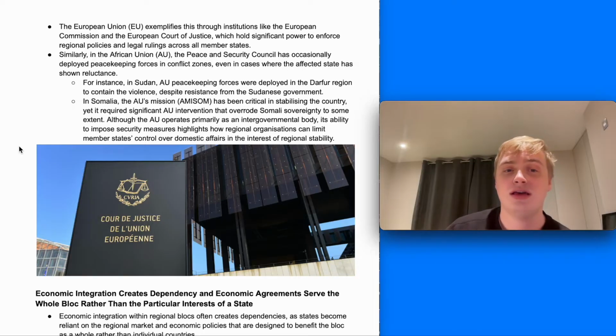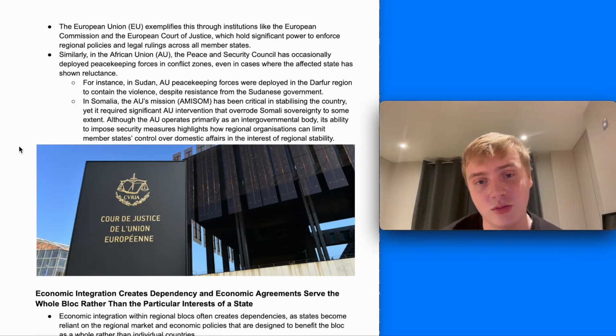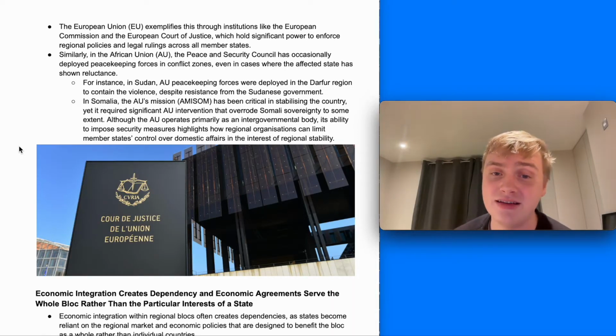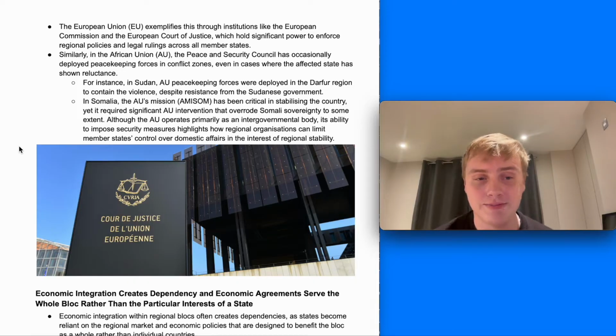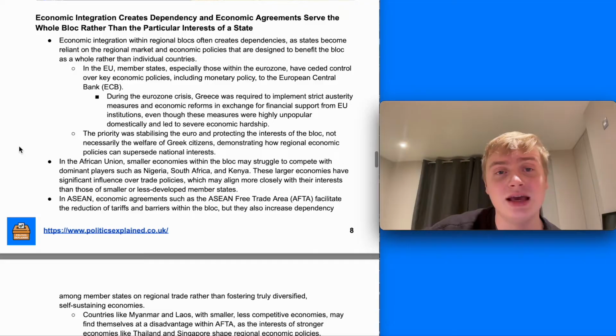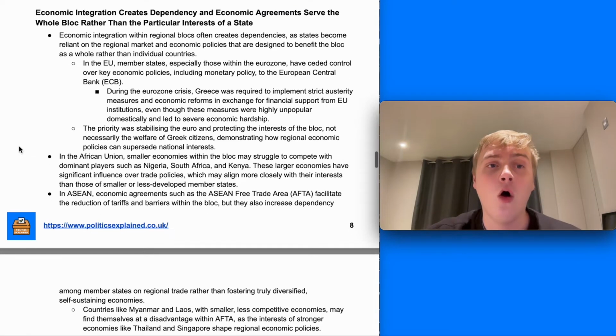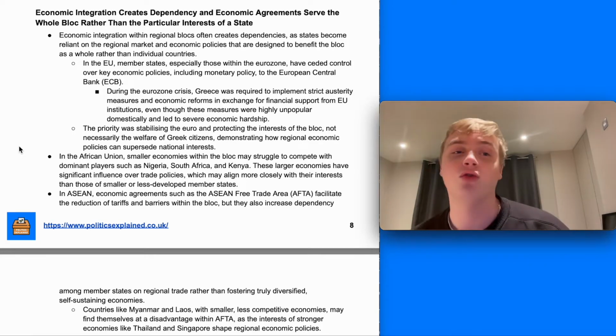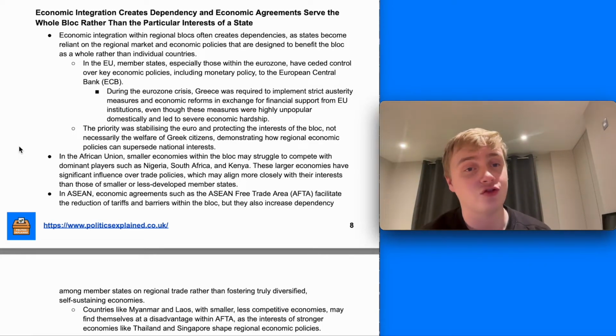So although the African Union operates primarily as an intergovernmental body, its ability to impose security measures highlights how regional organisations can limit member states' control over domestic affairs in the interests of regional stability. The second key argument is that economic integration creates dependency, and economic agreements serve the whole bloc rather than the particular interests of a state. And this applies for intergovernmental regional organisations as well as supranational ones.